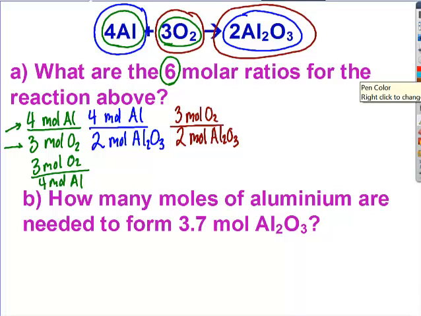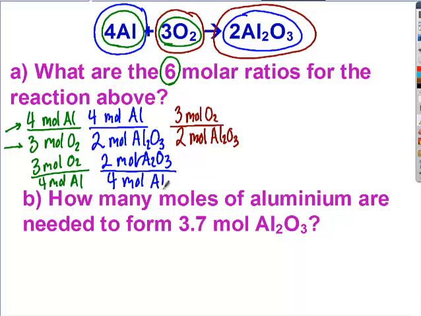I can also flip the next one. 2 moles of Al2O3, and I can divide that by 4 moles of Al. Again, all I'm doing is just flipping it, and that's giving me a whole new set. 2 moles of Al2O3 over 3 moles of oxygen. Okay? So there, now we have 6.